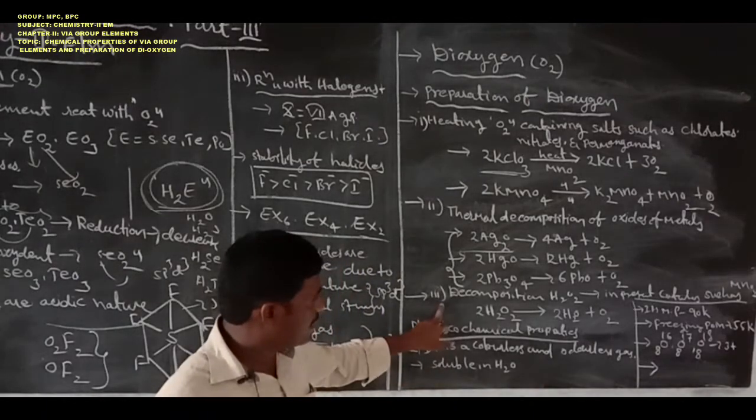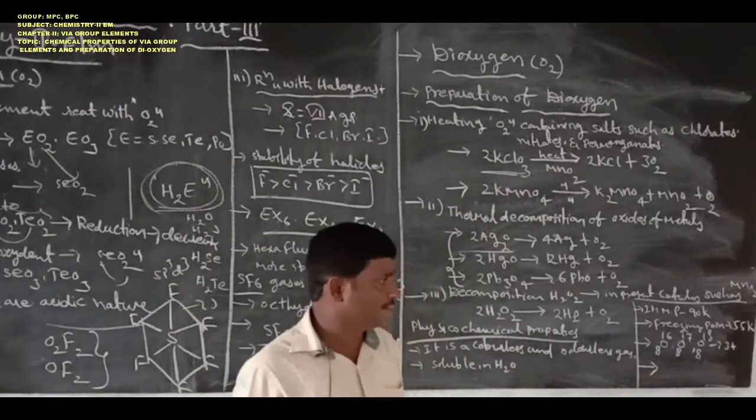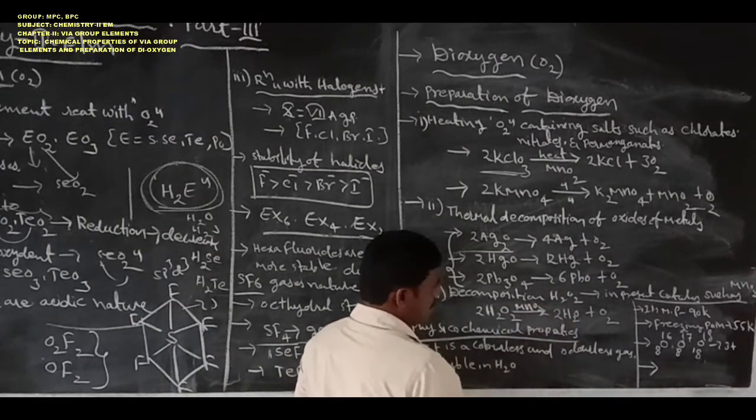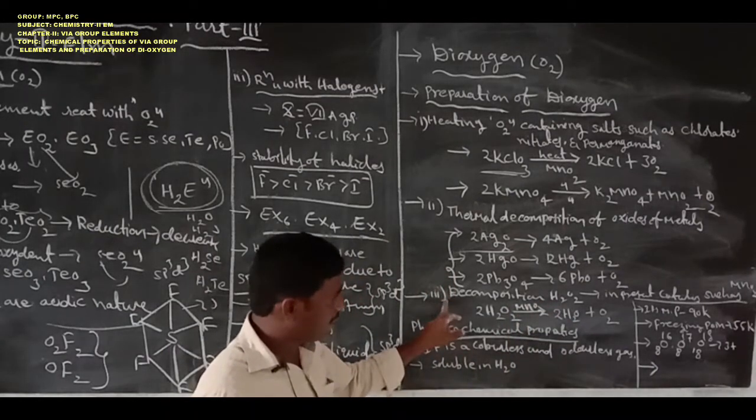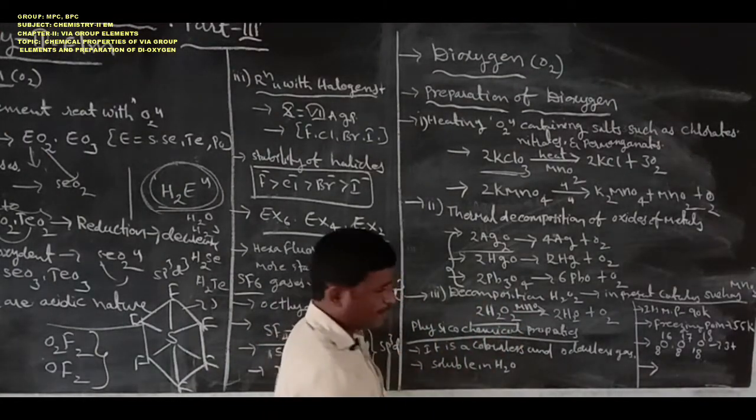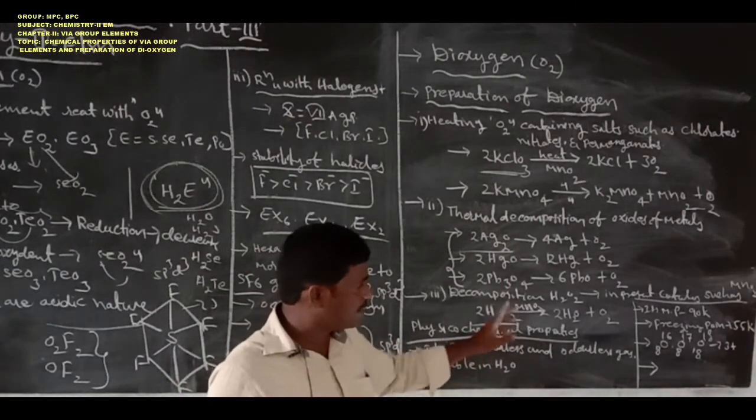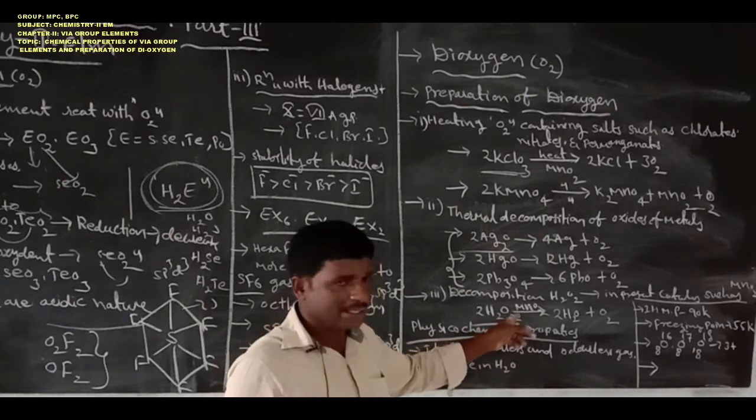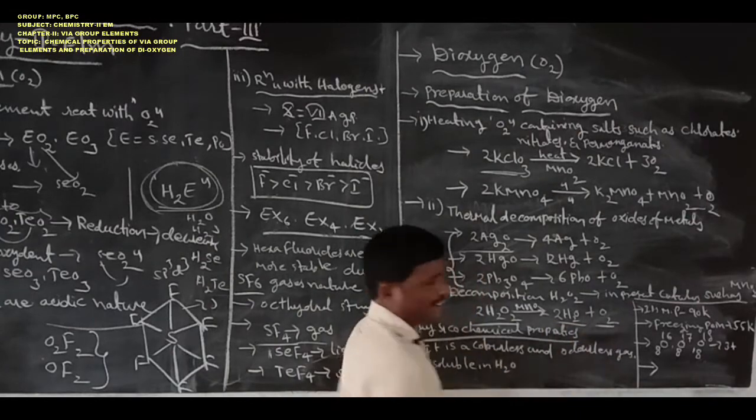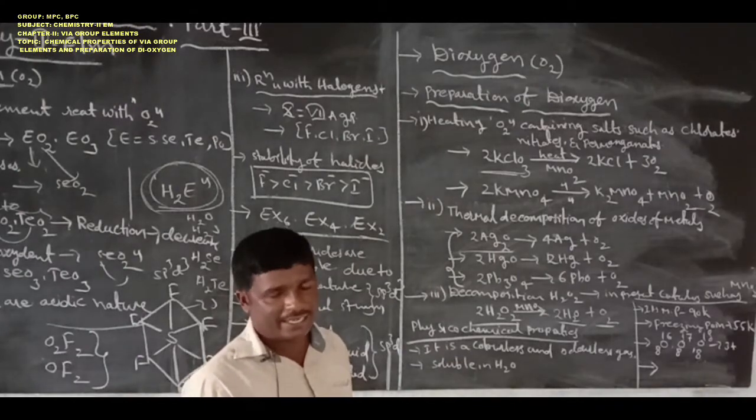And the third one is the decomposition of hydrogen peroxide in the presence of a catalyst, manganese dioxide. Dioxygen is prepared by the third method, the decomposition of hydrogen peroxide. Hydrogen peroxide has the general formula H2O2. It decomposes in the presence of the catalyst manganese dioxide, then forms water and dioxygen. Those are the three methods of preparation of dioxygen.